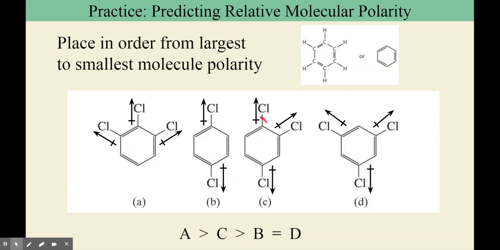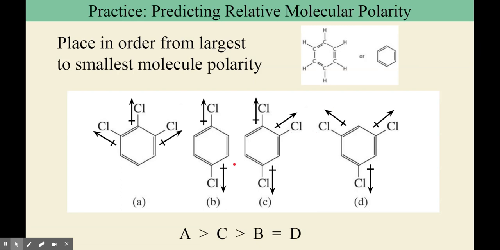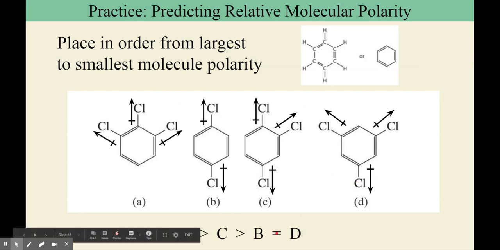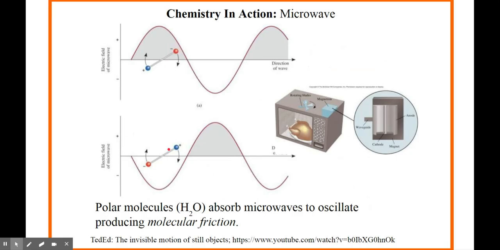C is the runner-up because there's some pulled this way and this way that go against each other, but then there's some pulled over here. And then both B and D are completely nonpolar. So whether you have 2 pulling at 180 or 3 pulling at 120 degrees away from each other, they're completely nonpolar. Again, we want to know after today, is it polar or not? Because that's going to determine how the molecule will act.